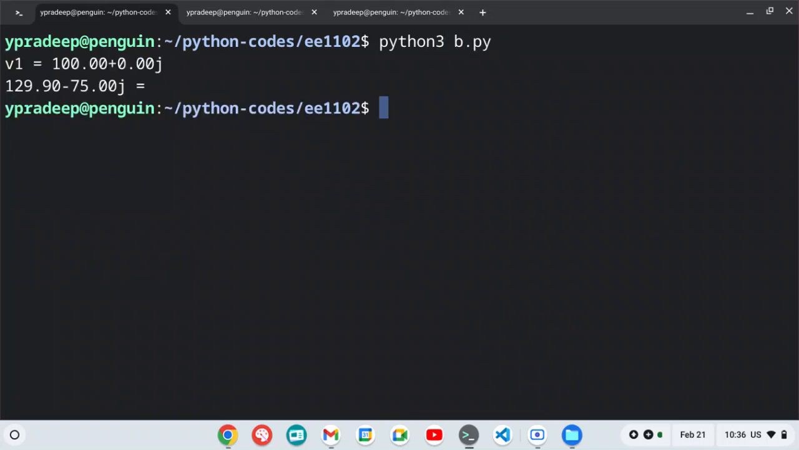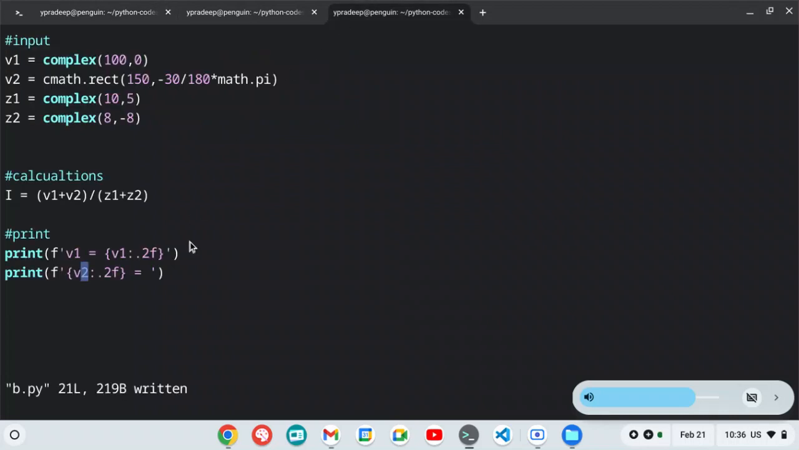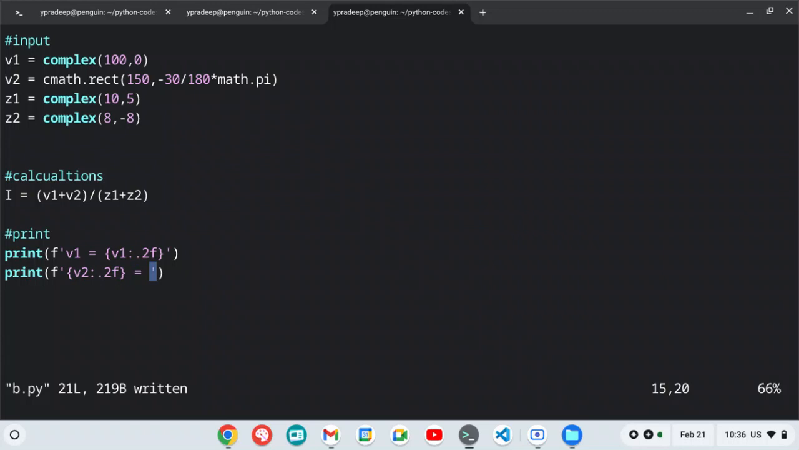I have given the name b.py. Okay, no, it is not working. What it's supposed to do is repeat this because I ended with equal to. Anyway, I will go back to our old notation. So V2 equal to V2 .2F. So Z I will not print in the interest of time. So I will go for printing I equal to.